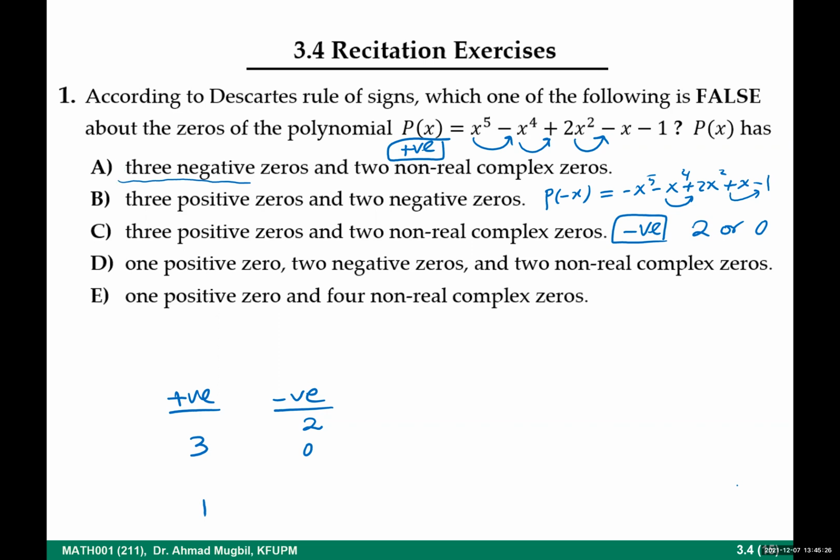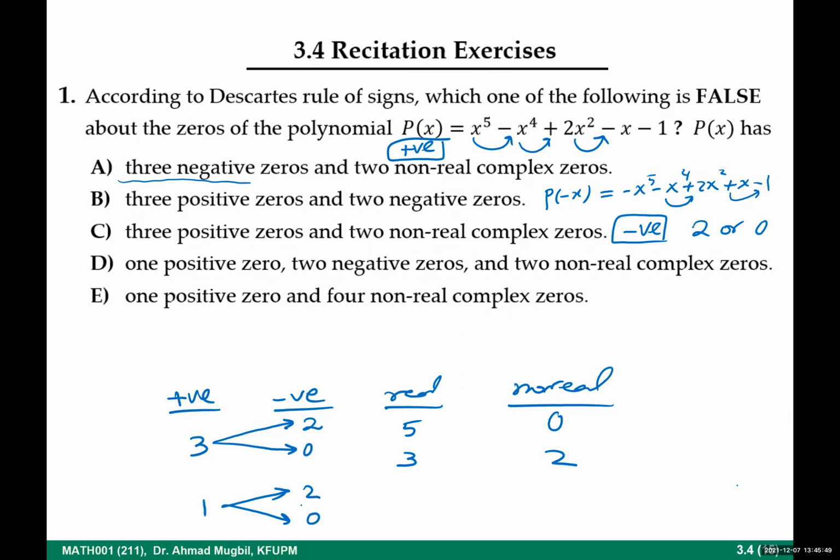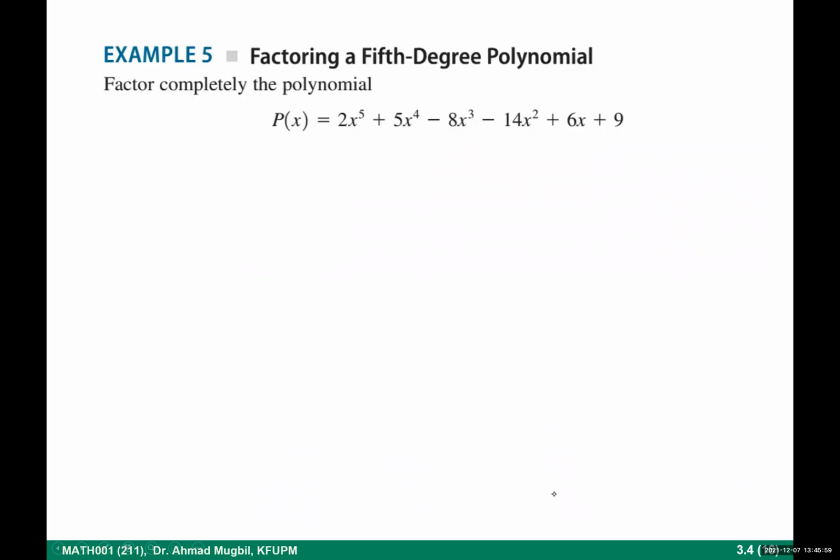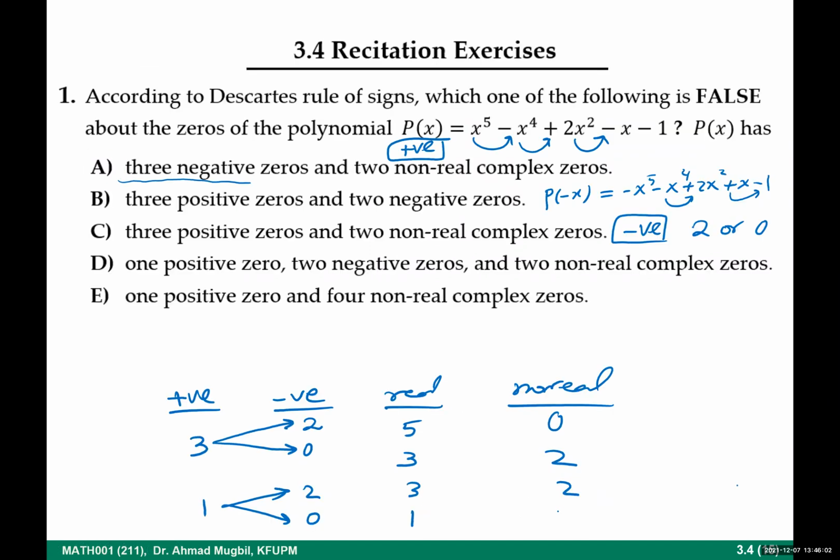Let's continue understanding the process. Now, when we have 3 positive and 2 negative, how many real will we have? 5. And how many non-real? None. If you have 3 positive and 0 negative, then you will have 3 real and 2 complex. Now, if you have 1 positive, you may also have 2 or 0. 1 positive, 2 negative, you will get 3 real and 2 non-real. 1 positive, 0 negative, you will have 1 real and 4 non-real.